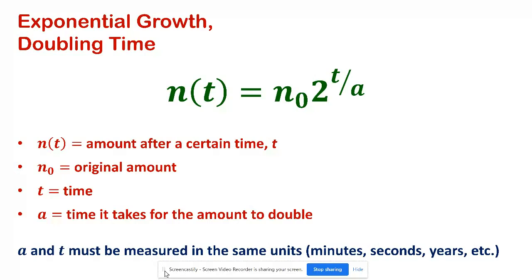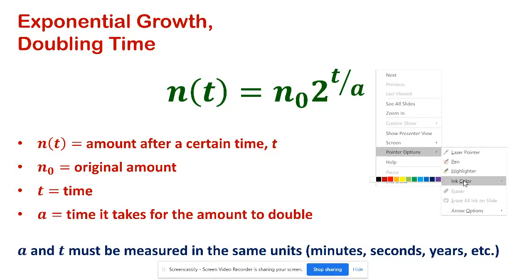N sub 0 is our starting amount. We multiply by 2 because we are doubling it. And then we have this exponent that's going to tell us how many times it doubles. And that's made up of two parts. T is the time, and that can be in minutes, seconds, days, years, hours, centuries, any amount of time. And then A is the time it takes for it to double. And you'll see this note here at the bottom. The A and the T, they have to be in the same unit. So if T is a number of hours, A would need to be a number of hours. If T is a number of years, A would need to be a number of years.